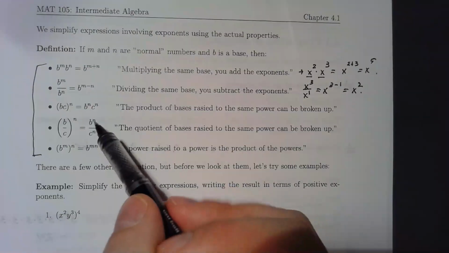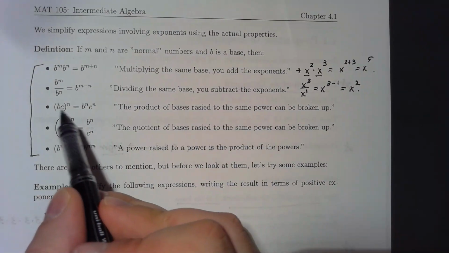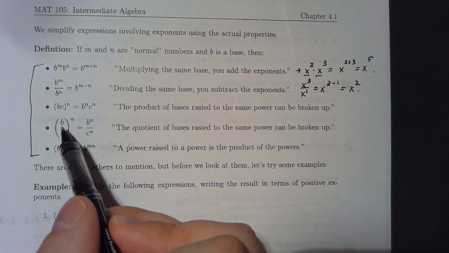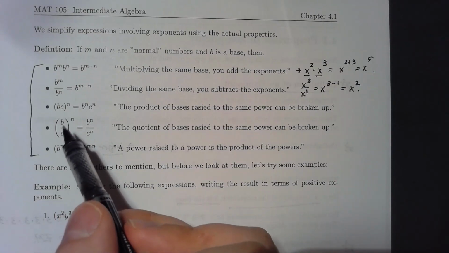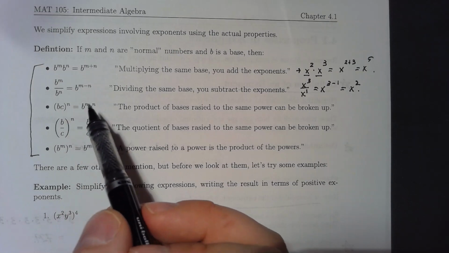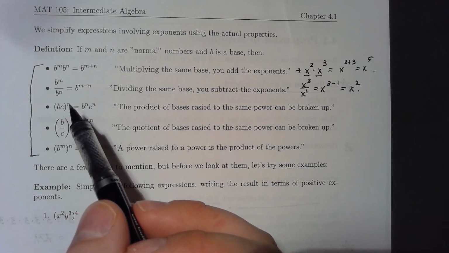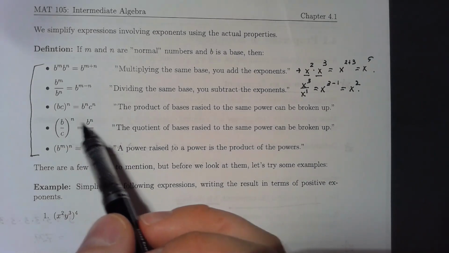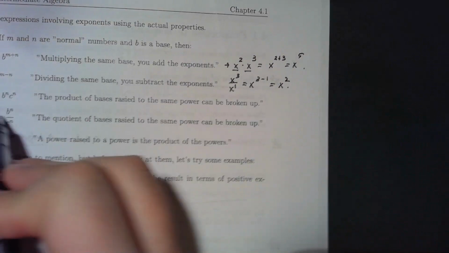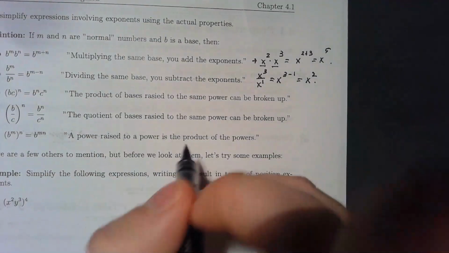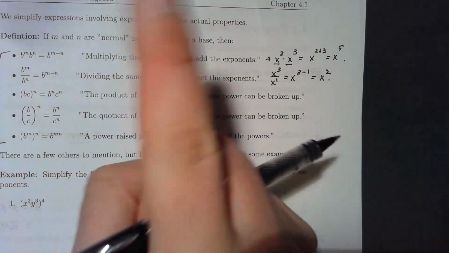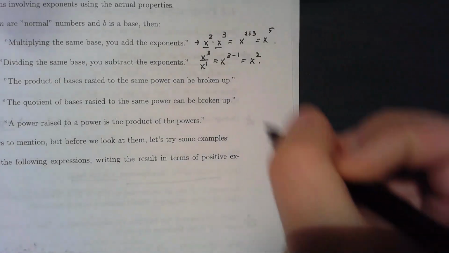Some of these other properties: if I have two different bases multiplied and raised to a power, I could break that power up to the product of these bases. Same thing for a division, a fraction. So basically, if I have a product raised to a power, I could break up the powers to the factors. If I have a quotient to a power, I could break the power up to the numerator and denominator. These two are pretty straightforward. However, you cannot break up a sum or a difference of powers. You cannot do that. So let me write that over here.